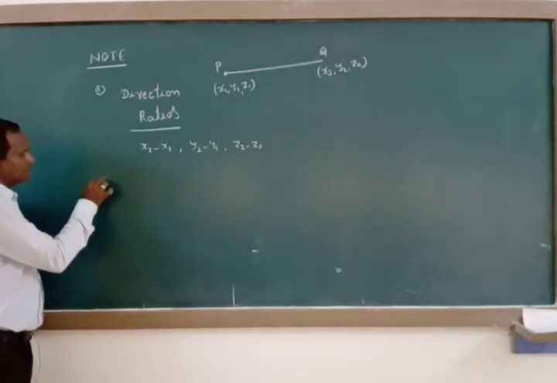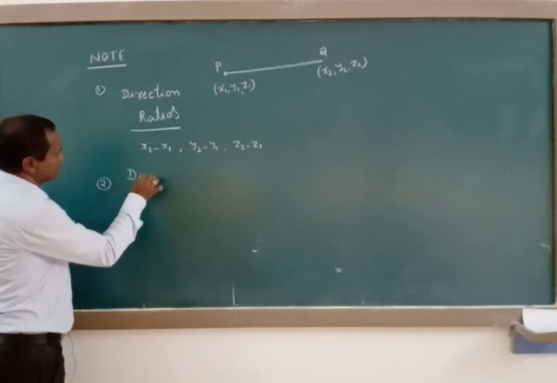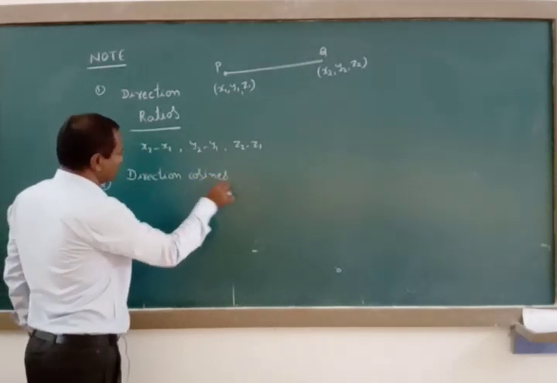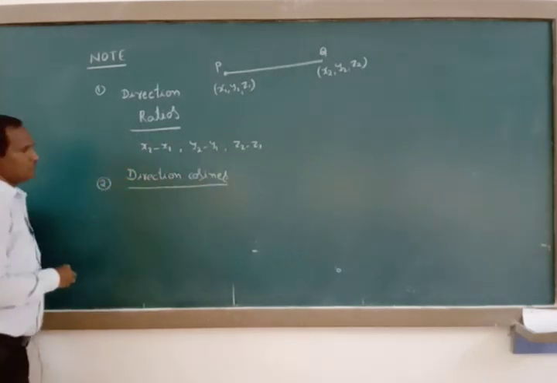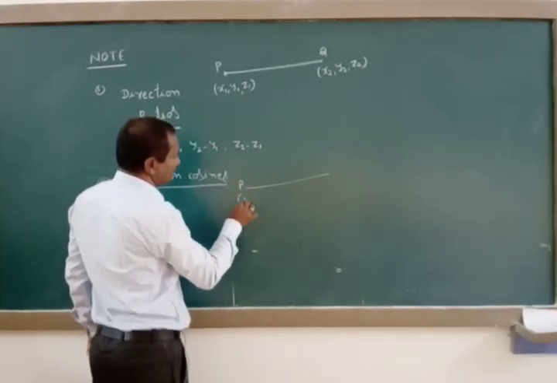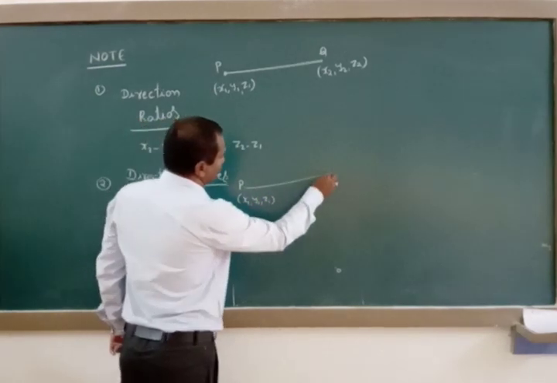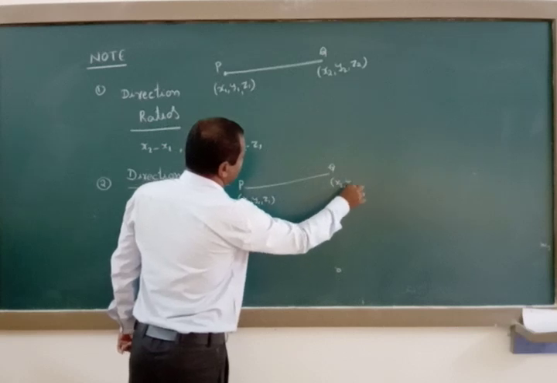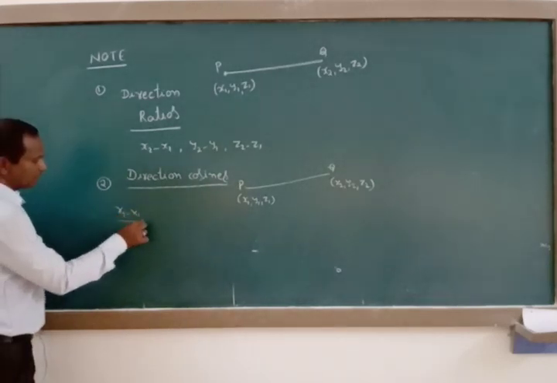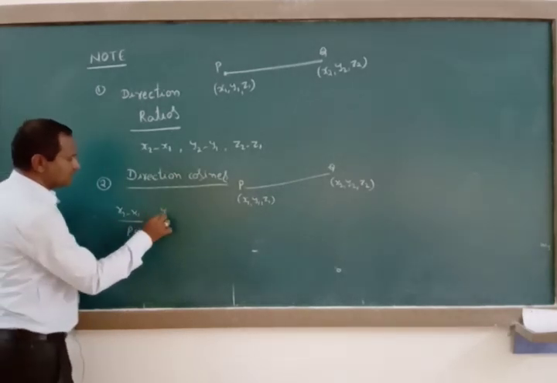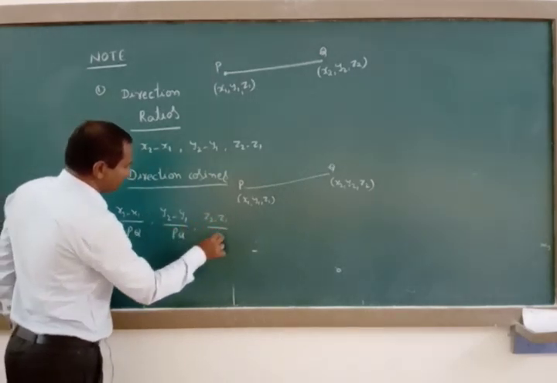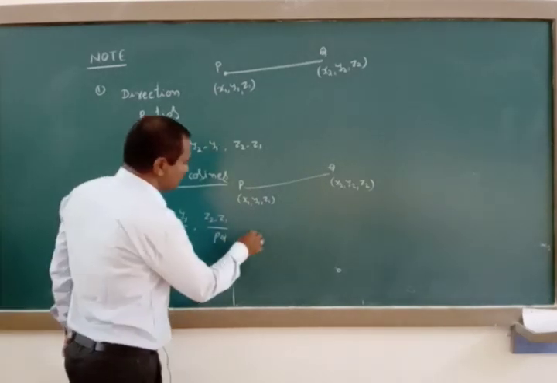Second one is direction cosines. Direction cosines of the same line segment PQ joining the 2 points P (x1, y1, z1) and Q (x2, y2, z2) can be written as (x2 minus x1) divided by PQ, (y2 minus y1) by PQ, (z2 minus z1) by PQ, where PQ is the distance between the 2 points.